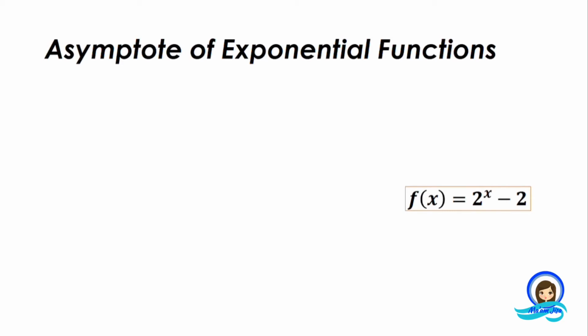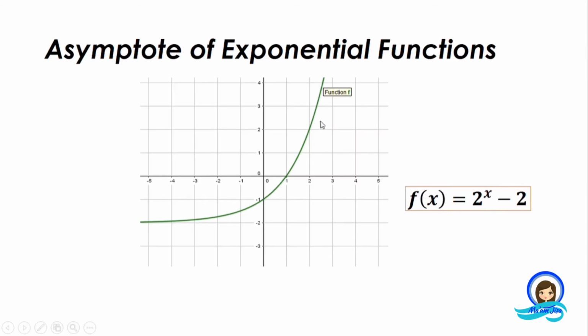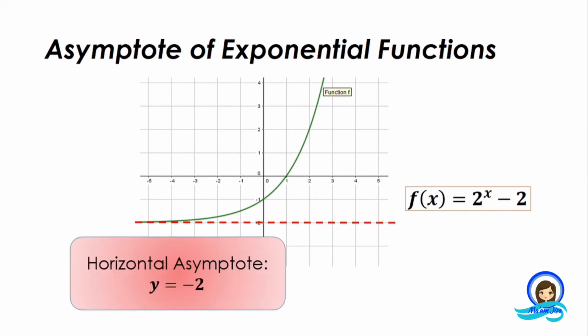Let's consider another example. We have f of x equals 2 to the power of x minus 2. So this is its graph, and as you have seen, the graph approaches the line y equals -2. Therefore, the horizontal asymptote is the line y equals -2.